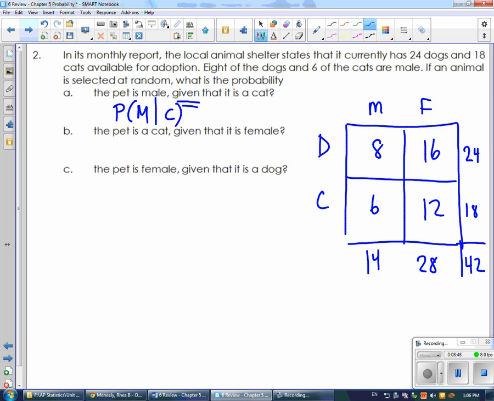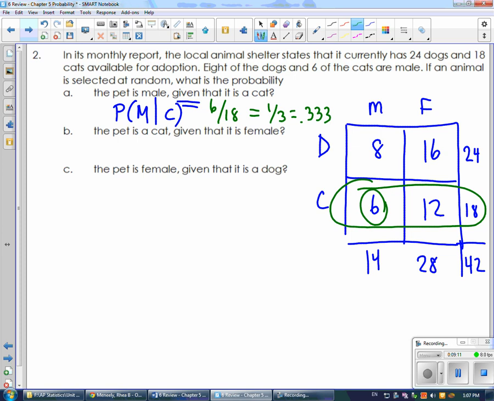So in this problem, since I'm trying to find the probability of the animal being male, but I already know that it's a cat, that means I'm only looking at that group of animals. I'm only looking at those 18 animals. And so the probability of it being male is going to be 6 out of 18. And that's going to reduce to 1/3, or 0.333.